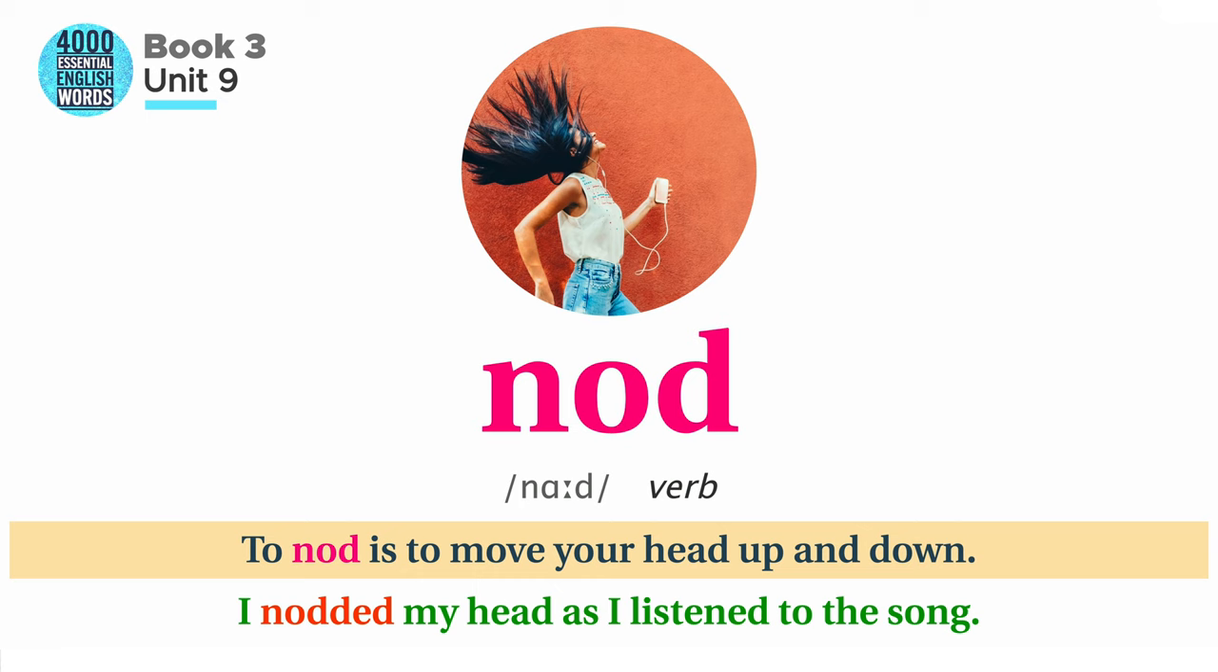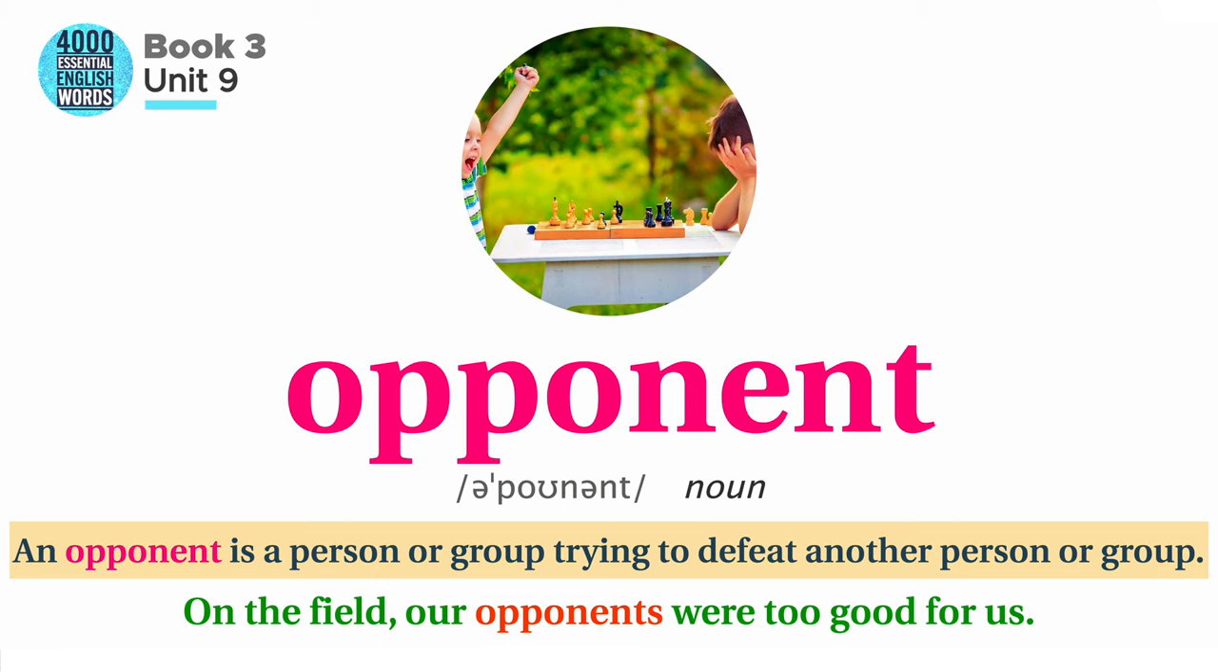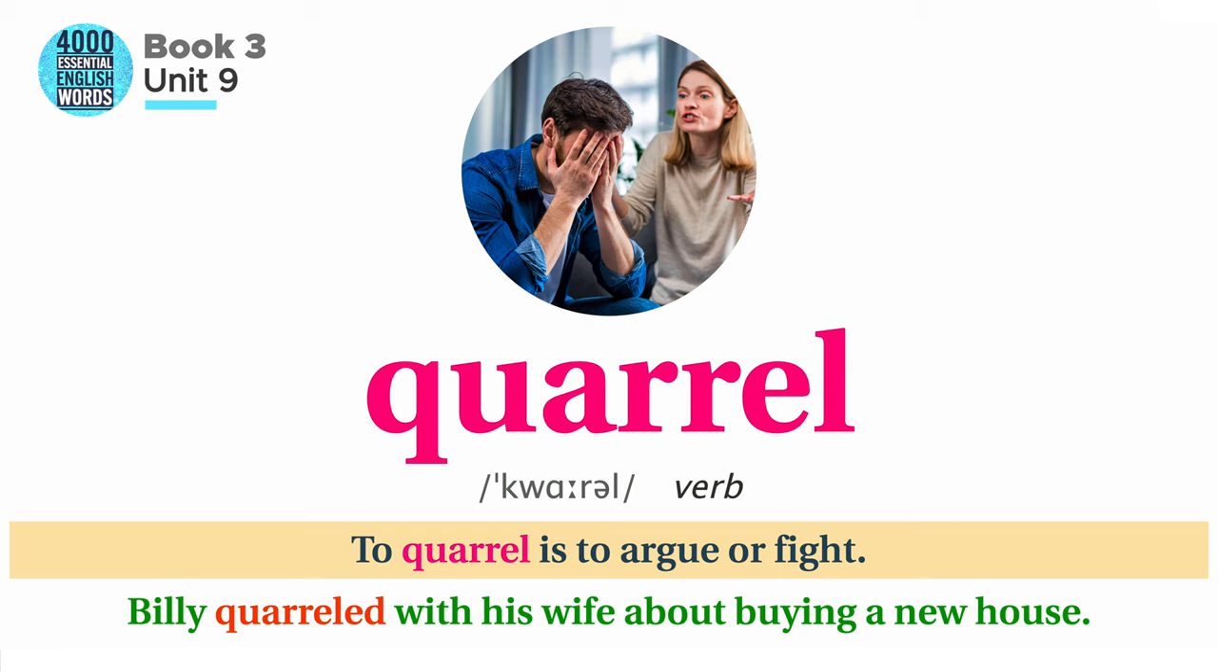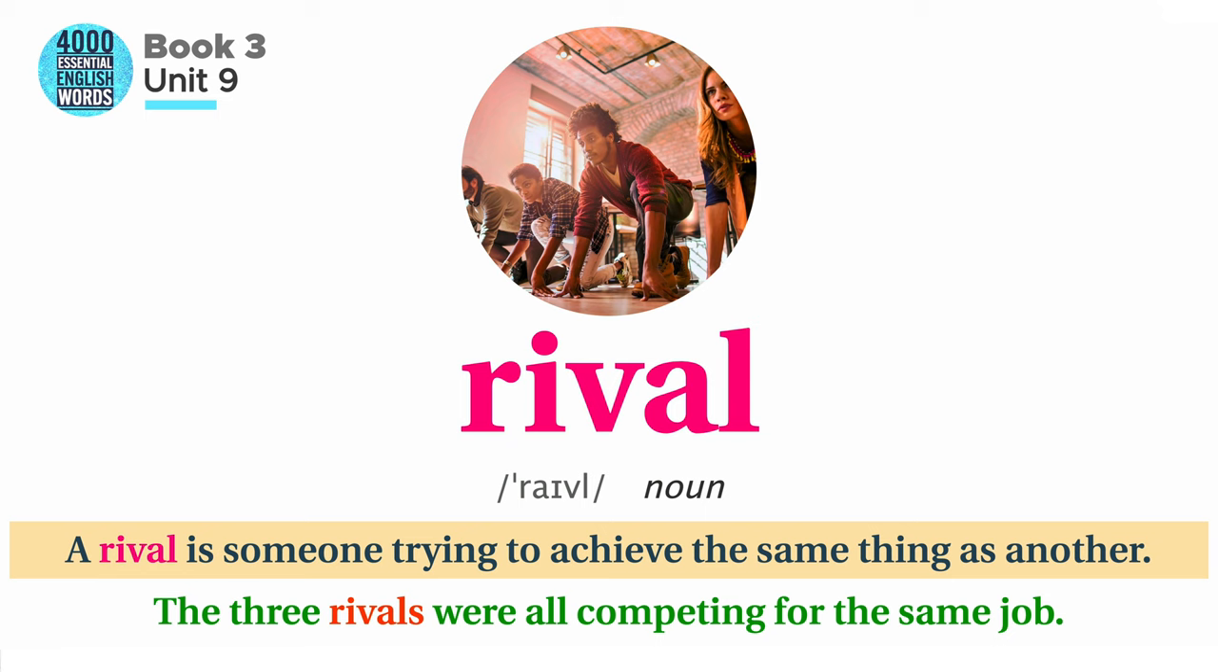Nod. To nod is to move your head up and down. I nodded my head as I listened to the song. Opponent. An opponent is a person or group trying to defeat another person or group. On the field, our opponents were too good for us. Quarrel. To quarrel is to argue or fight. Billy quarreled with his wife about buying a new house. Rival. A rival is someone trying to achieve the same thing as another. The three rivals were all competing for the same job.